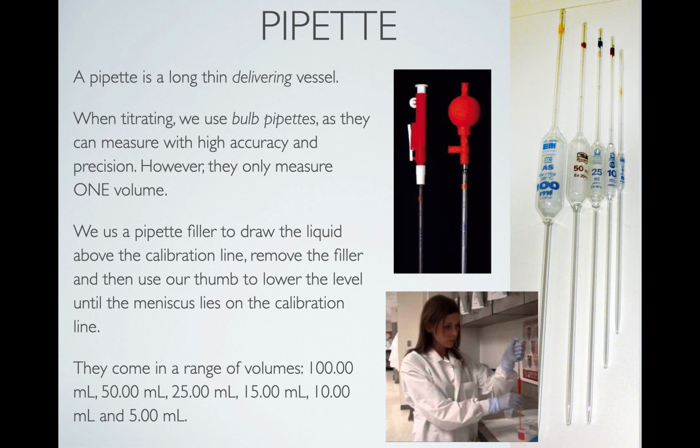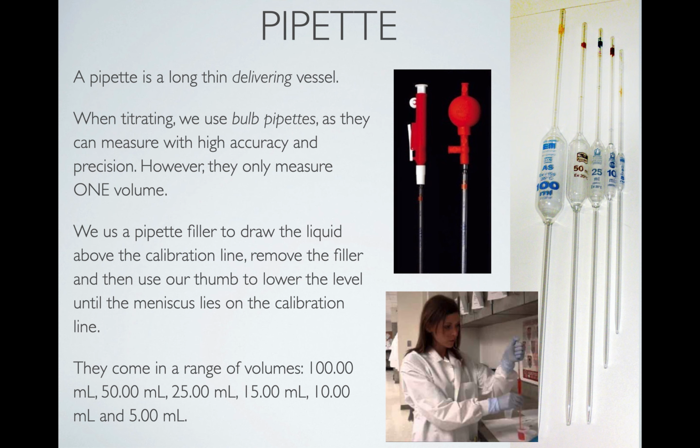Okay, so these tend to come in set volumes. I've got pictures of them there. So there's 100, there's a 50, 25, 10, and there looks like a 5. You can sometimes find 15s as well, but we'll most often use the 25 mil.